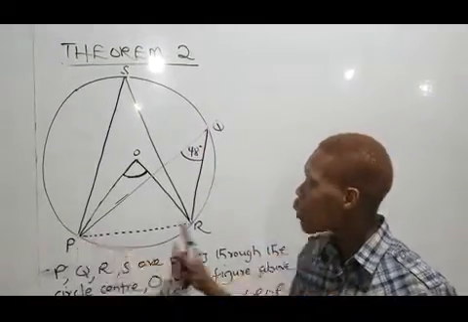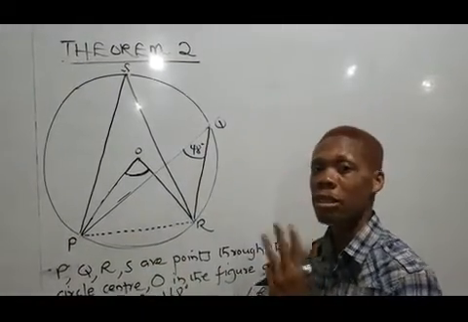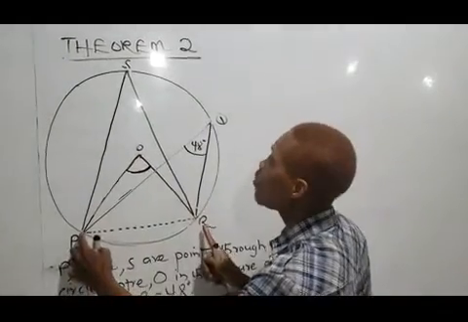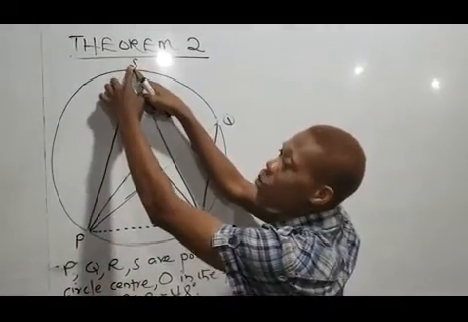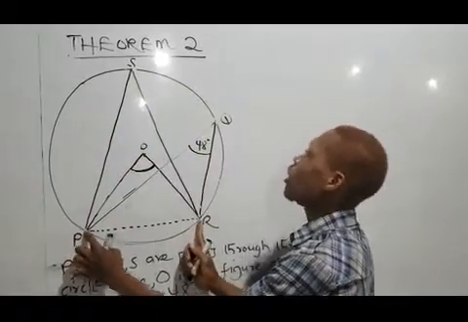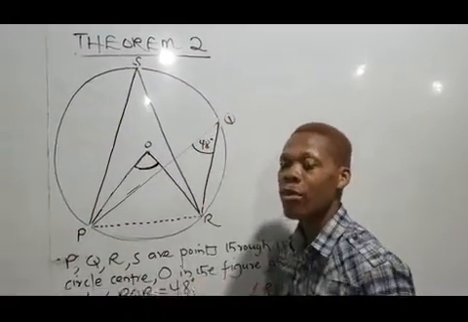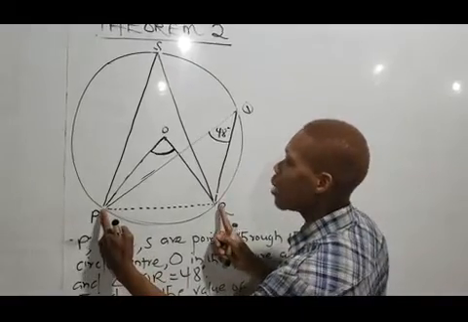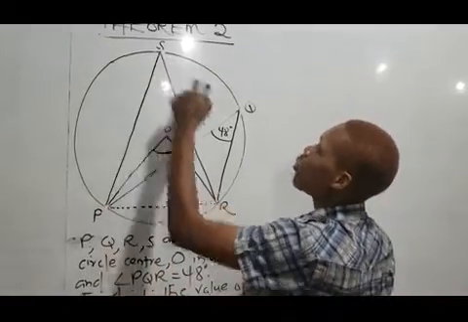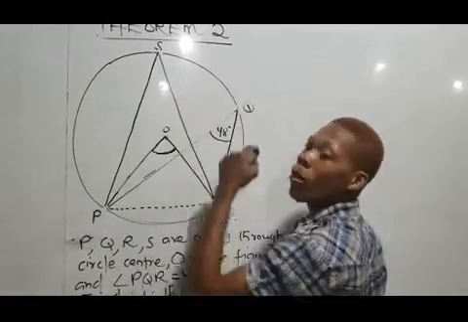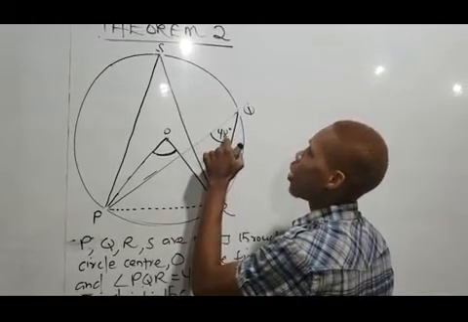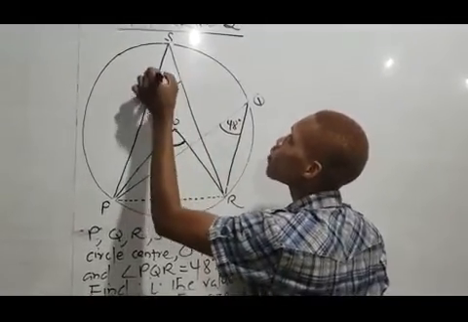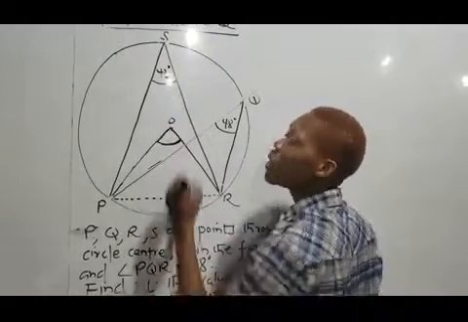So you can see that chord PR is subtending 3 angles. PR is subtending O at the center, PR is subtending S at the circumference, and PR is subtending Q also at the circumference. Now we explained from theorem 2 that the angles that a chord will subtend at the circumference in the same segment are equal. So this angle here is 48. It means that the angle at S will also be 48 degrees.